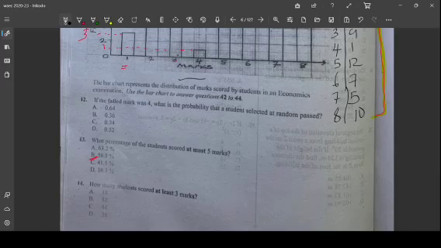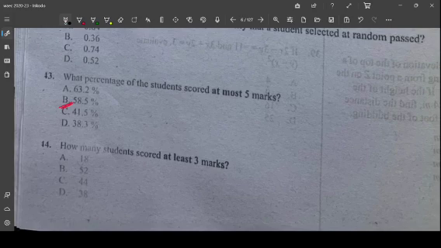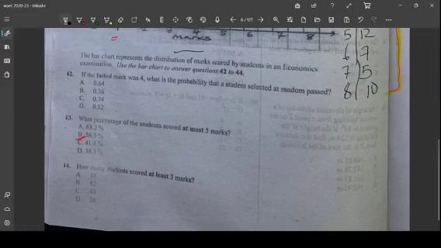All right, so let's look at question number 44. Question number 44 says, how many students scored at least 3 marks? They're just asking us for the number of students. No percentage, no probability. Just tell me the number of students that scored at least 3 marks. At least means the lowest is 3 marks. So it means, tell me how many students scored either 3 marks or 4 or 5 or 6 or 7 or 8 marks. That's the meaning of at least.